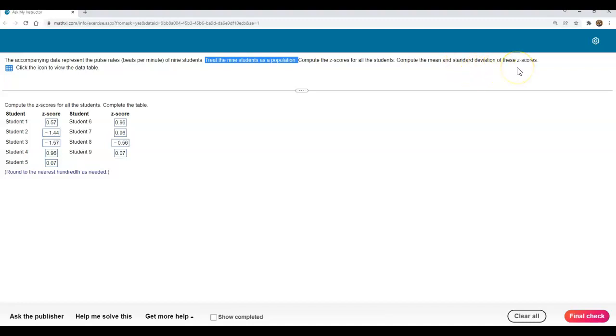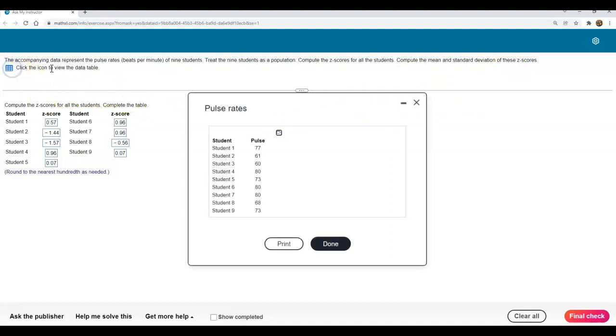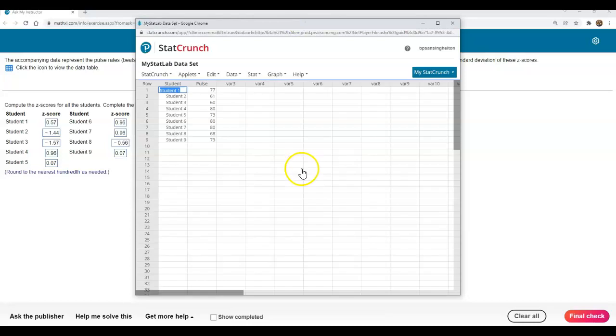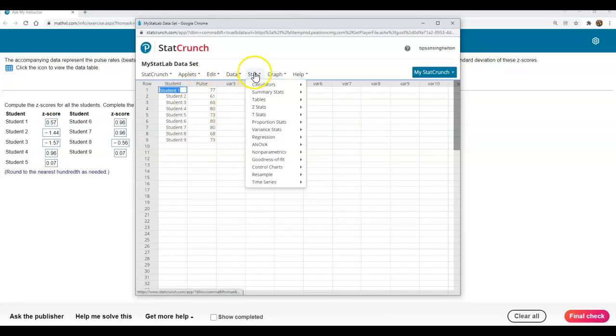So z-scores are actual values minus the mean divided by the standard deviation. And so I'm going to show you how to do that in StatCrunch in 2 steps. So when we open StatCrunch, you'll see the students and the pulse. So first we're going to calculate the standard deviation and the mean.